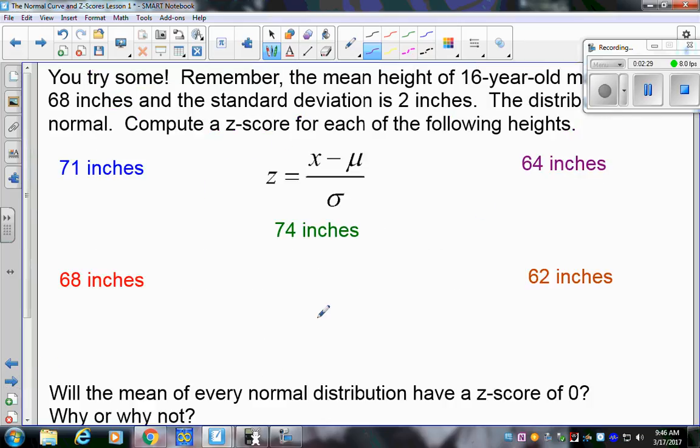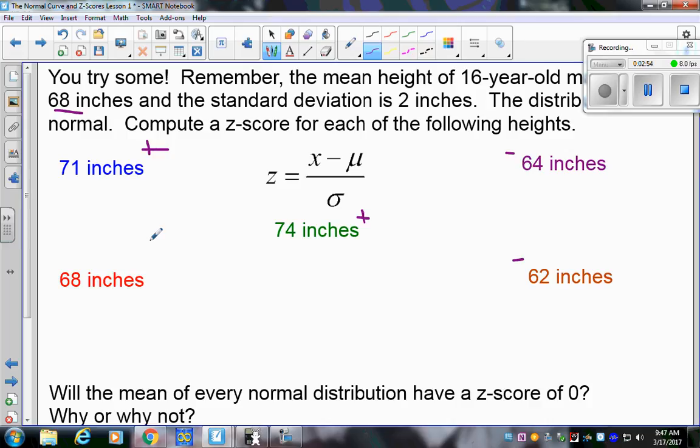All right, so let's go ahead and just calculate some. Let's just do one or two here. You're more than welcome to pause and do more on your own. But first of all, let's predict if they're going to be above average or below. Same thing, our mean is 68. So 71 is above average, so that should be a positive z-score. 74 is above average, so that should be a positive z-score. 64 is below average, so that should be negative. 62 is below average, so that should be negative.